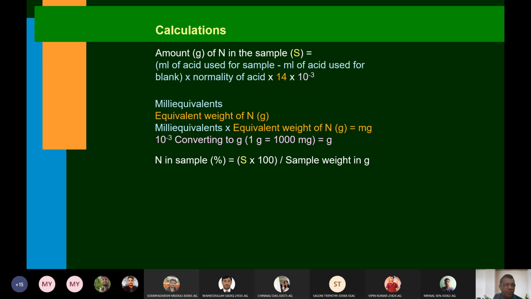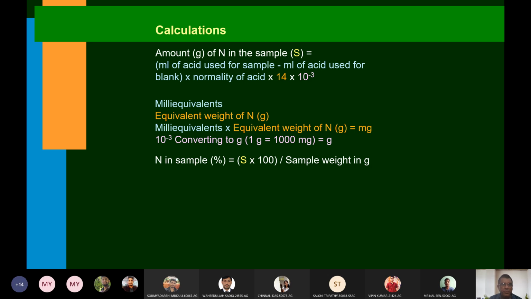And then we know the volume and we know the normality. Normality was 0.1. So if we multiply this volume by the normality of the acid, we get milli-equivalents. We get compounds or nitrogen in milli-equivalents. And then milli-equivalent multiplied by the equivalent weight of nitrogen, which is 14, gives you milligram of nitrogen. And if you divide it by 1000, you get gram. That is why it is written multiplied by 10 to the power minus 3. So now you get it in gram. Now you know how many grams of nitrogen there are in the boric acid.